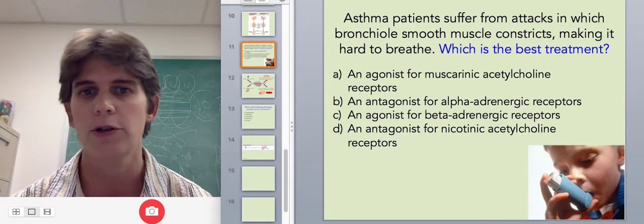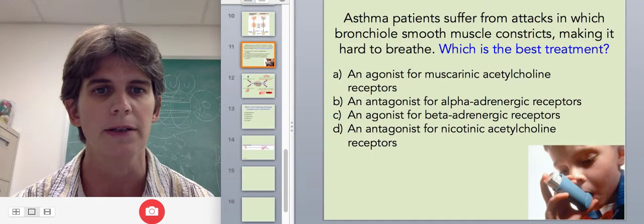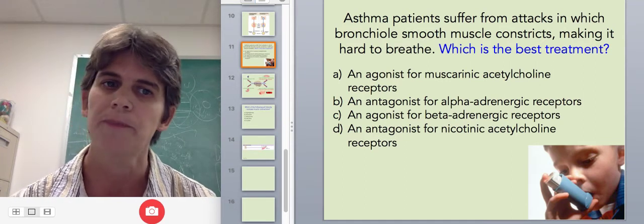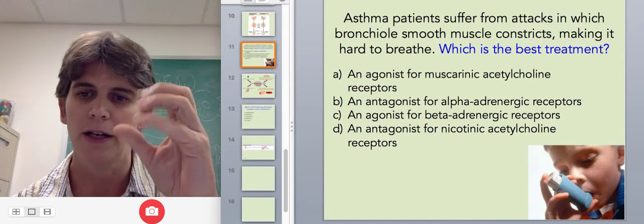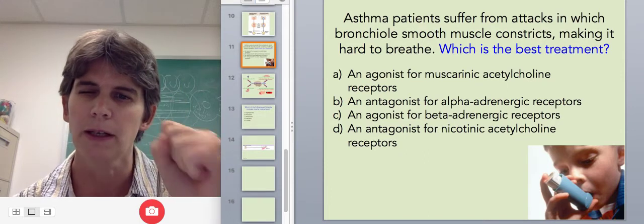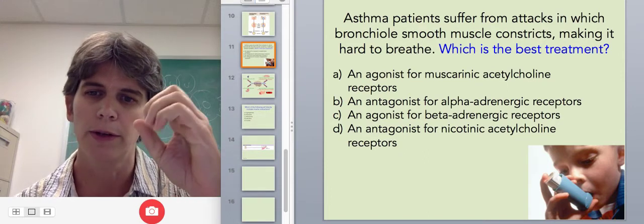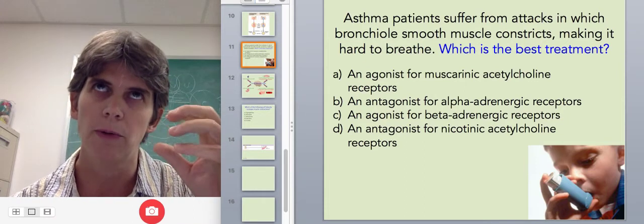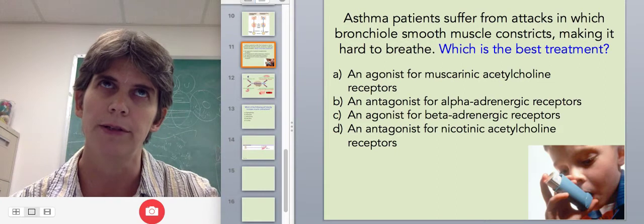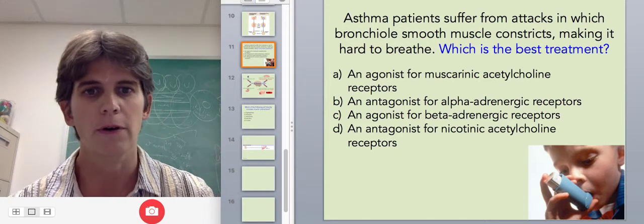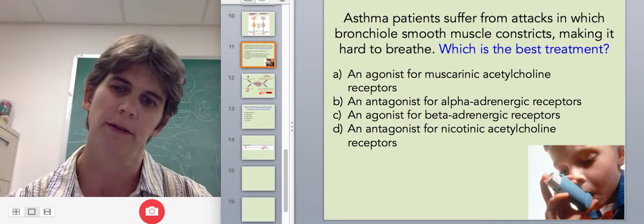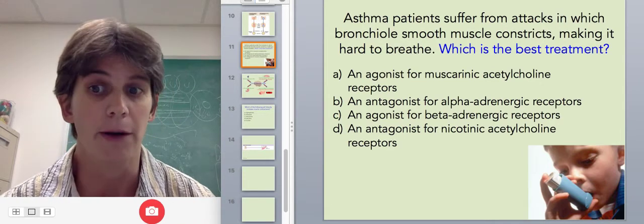So the way you should approach a question like this, in my opinion, is to say, well, which of the two systems do we want to activate here? If we know that there's not enough air getting to the lungs, then what we want to do is open these airways. And is opening airways something that you would need to do to run from a puma? Yes. So therefore it must be the sympathetic nervous system that opens airways, and so it must be that one that we want to activate.